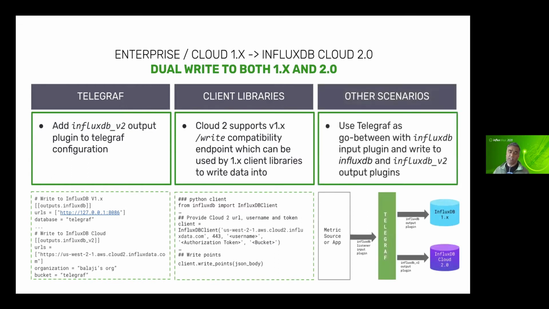There are other scenarios. For example, I've worked with customers who have said, hey, I can't touch my client library. I'm afraid to do anything. Then there's one other option where you don't do anything. You can put Telegraf as a man in the middle and use Telegraf's InfluxDB listener input plugin and the output plugin to go to both the 1.x and 2.0. This way, you would have to use something in between, but you don't have to touch your other side. So it's an option for you if you want to consider.